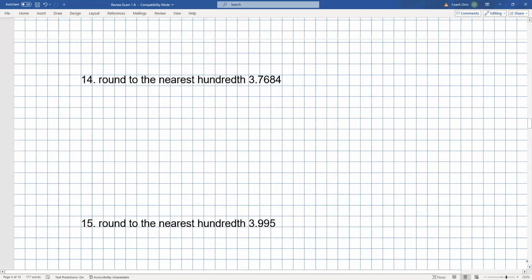Number 14, round to the nearest hundredth. So your hundredth place is your second place after the decimal. You count, 7 occupies the first place, 6 occupies the second place. Now you check the number after 6. Since the number is 5 or more, this will become 3.77. But if this number was a 3.764, we're going to stop at 6. Since the number after 6 is less than 5, we will drop everything, and in this case, it will be 3.76.